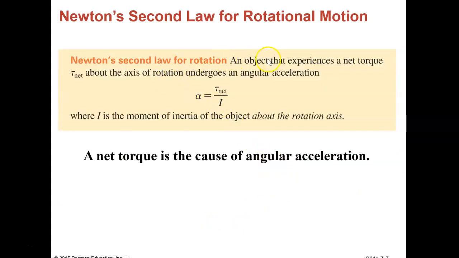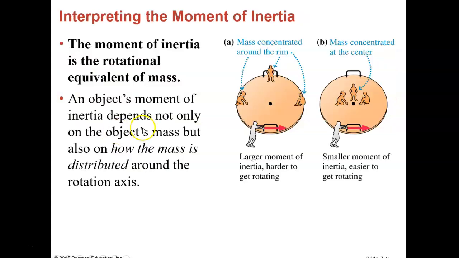So Newton's second law of rotation says that an object that experiences a net torque about an axis of rotation undergoes an angular acceleration, and I is the moment of inertia of that particular object. Make sure you understand this: a net torque is the cause of angular acceleration. Again, looking at this moment of inertia, it is the rotational equivalent of mass. If you have mass concentrated on the rim, you have a larger moment of inertia, and it's harder to get something rotating. Smaller moment of inertia, it's easier to get it rotating.